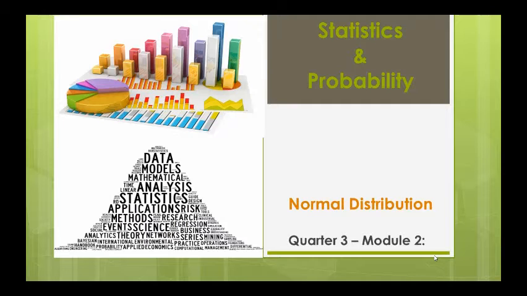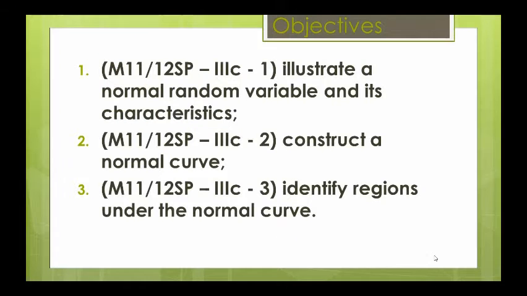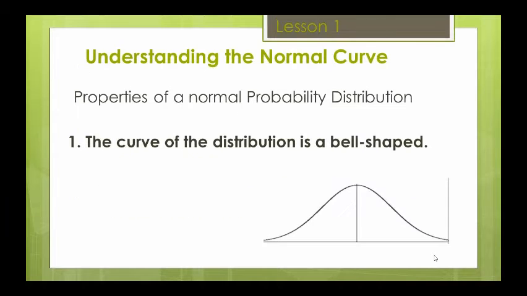Let's continue our lessons last week. Topic natin ngayon is about the normal distribution, that is from your module 2. Now we have the following objectives. Number 1, illustrate a normal random variable and its characteristics. Number 2, construct a normal curve. Number 3, identify regions under the normal curve.